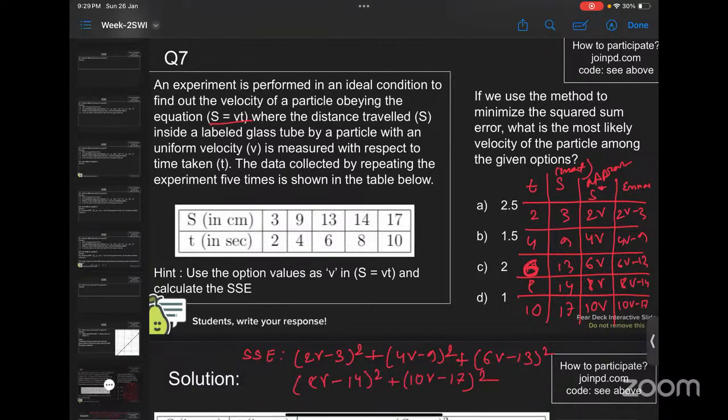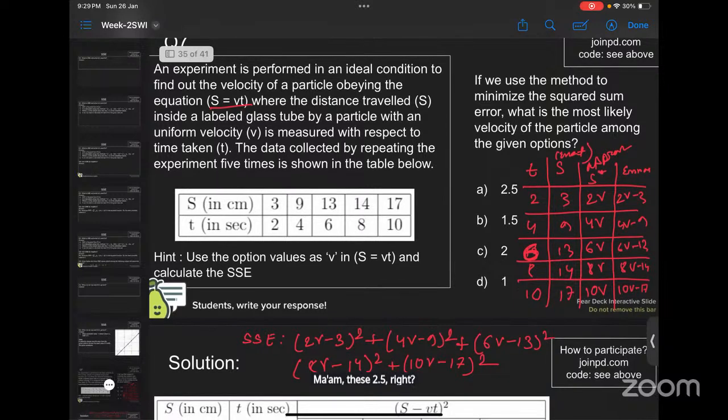Ma'am, V is 2.5, right? I don't know what is the answer, but we can check it. Ma'am, the answer will be 1.82. Which answer? SSE should be between 0 to 1, no? You should get a V there. Ma'am, that answer V is 1.8. Okay, you are getting V equals 1.8.